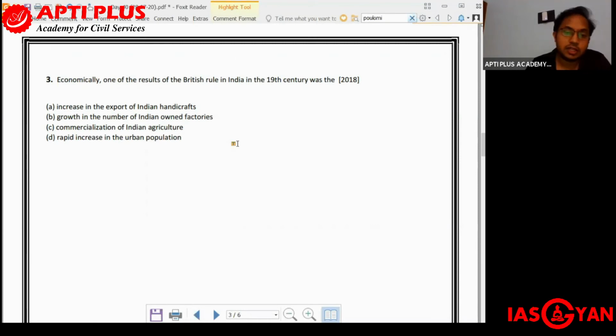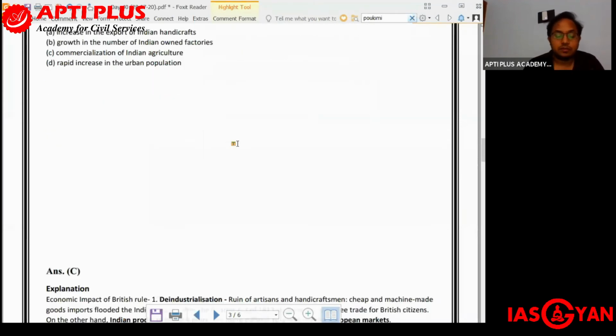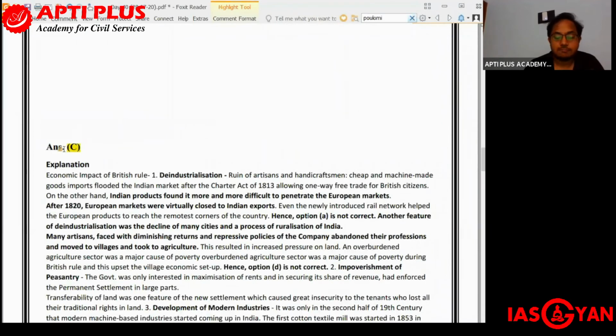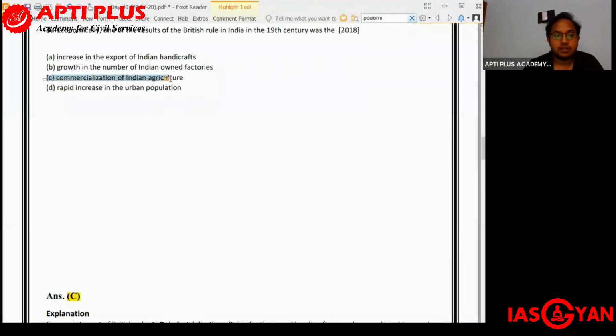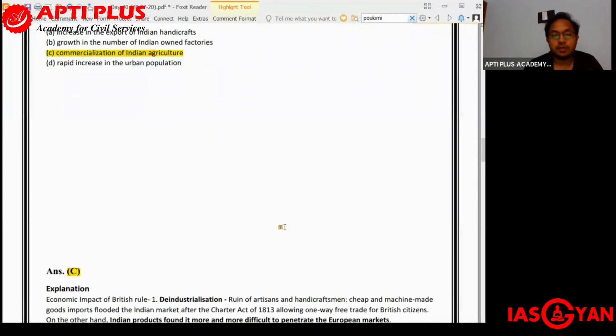So one of the results of the British rule in India in the 19th century was A, increase in the export of Indian handicrafts. B, growth in the number of Indian-owned factories. C, commercialization of Indian agriculture, and D, rapid increase in the urban population. So here we get to see the answer is C. What was C? Option C was commercialization of Indian agriculture. Okay, commercialization of Indian agriculture.